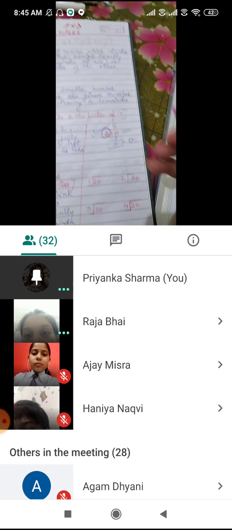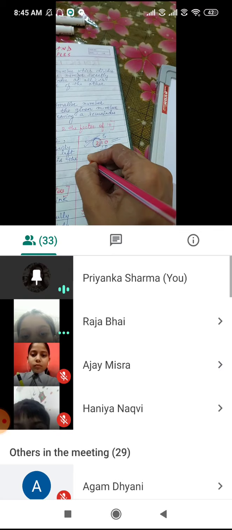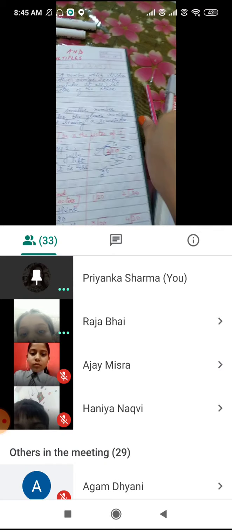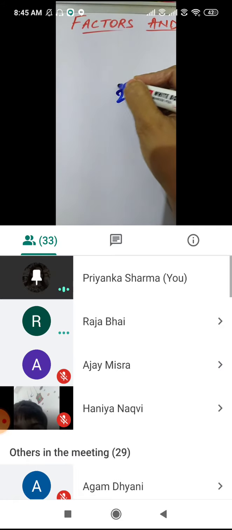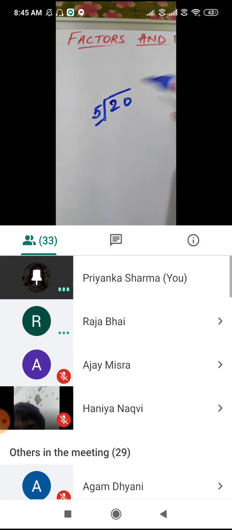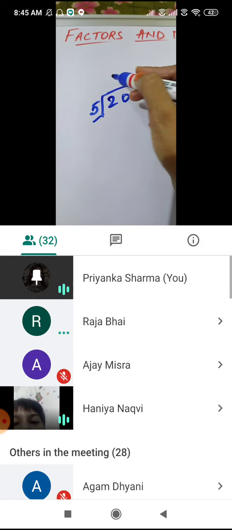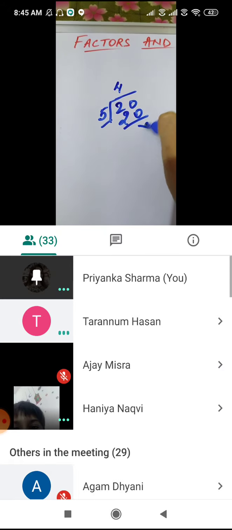Okay. Now, let's do another one. Let's divide 20 by 5. Will 20 go in the table of 5? Yes. 5 fours are 20.